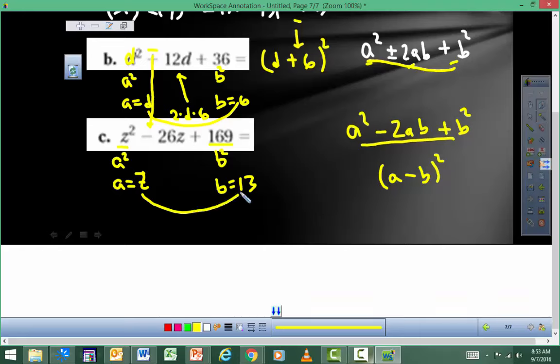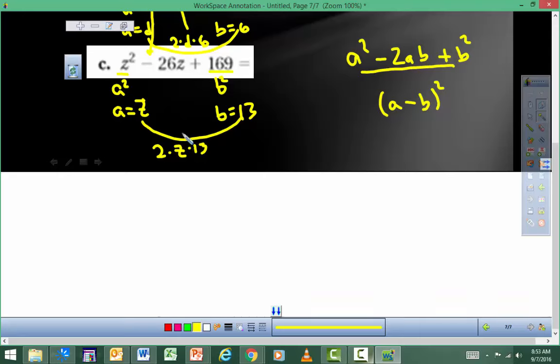Now if we take these two and double it, you've got to multiply those two together, you'd have 2 times z times 13. Okay? And that, I believe, is 26z, right? And so you say, hey, I have this pattern right here. That's the pattern. So this is simply equal to what? Something squared. This is why you went through the trouble to find A and B, because now it's z, and this time it's minus 13. You guys catch why it's minus?